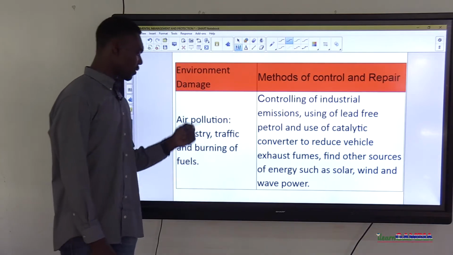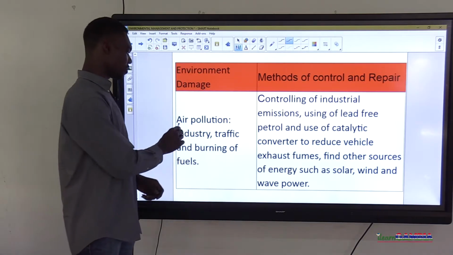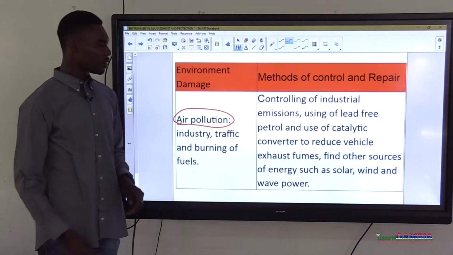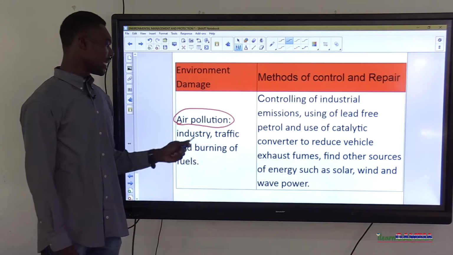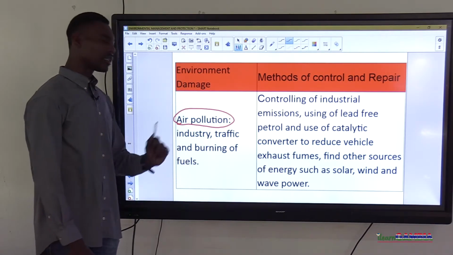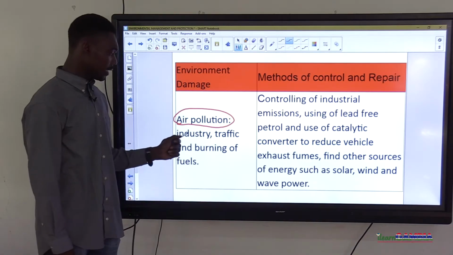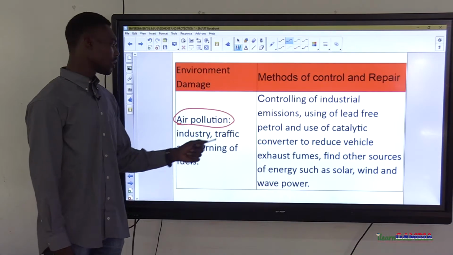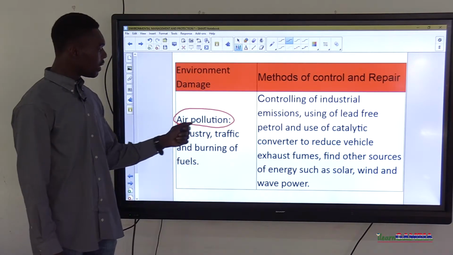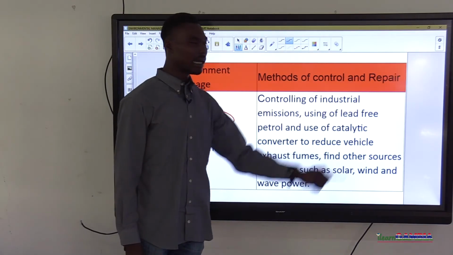We look at another environmental problem here, air pollution. Air pollution is caused by industry, that is industrial activities, traffic, and burning of fuels. Now, how do we control and repair air pollution?